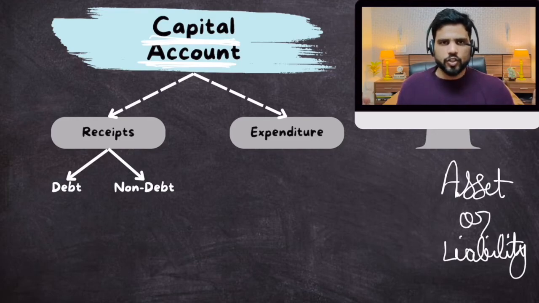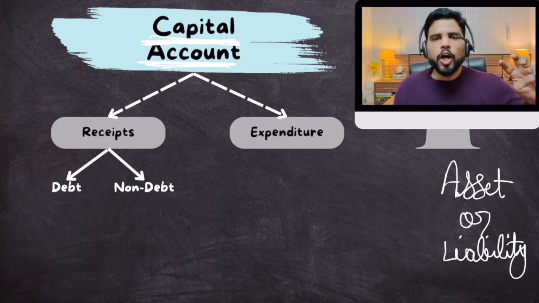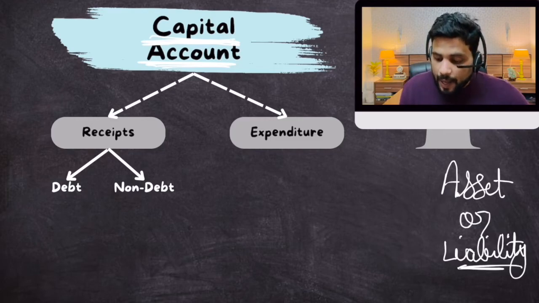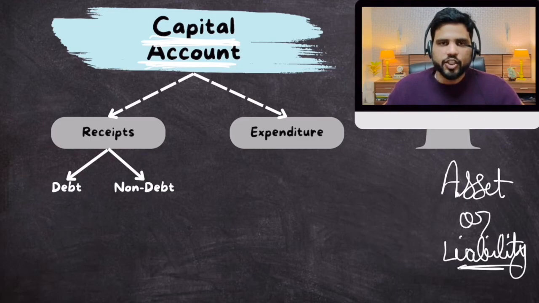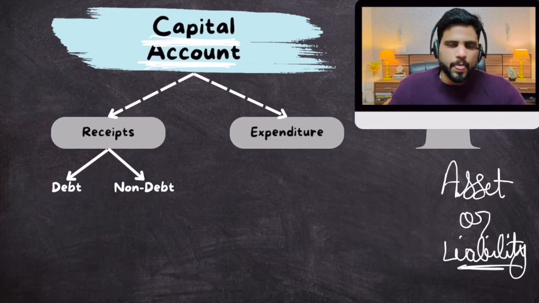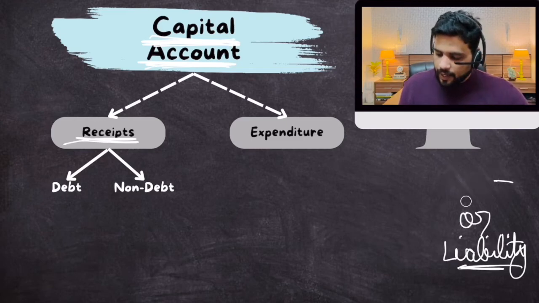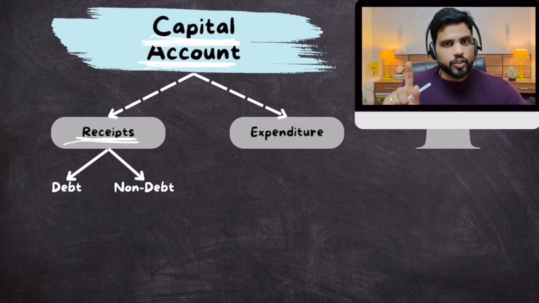So all transactions of the government that either increase or decrease assets of the government, or increase or decrease liabilities of the government, become a part of the capital account. The capital account contains all those transactions that change a government's assets or liabilities. Very simple. I'll explain with an example. First, let's talk about capital receipts. Always remember this: if there is no change in assets or liabilities, it must be a revenue transaction, not a capital transaction.